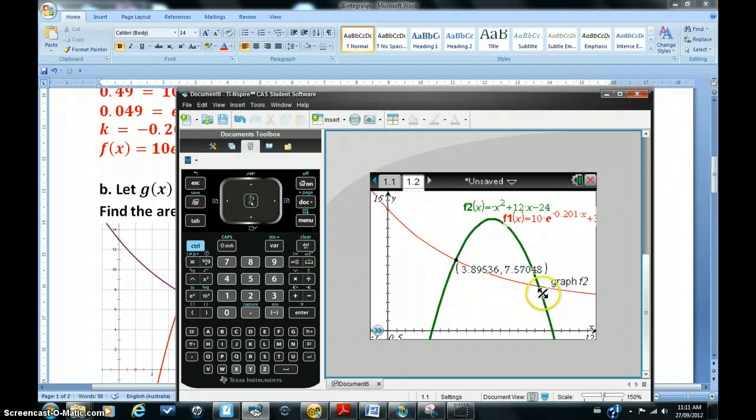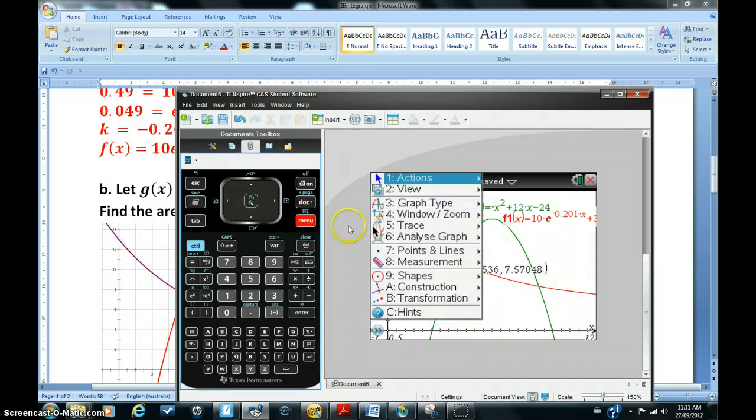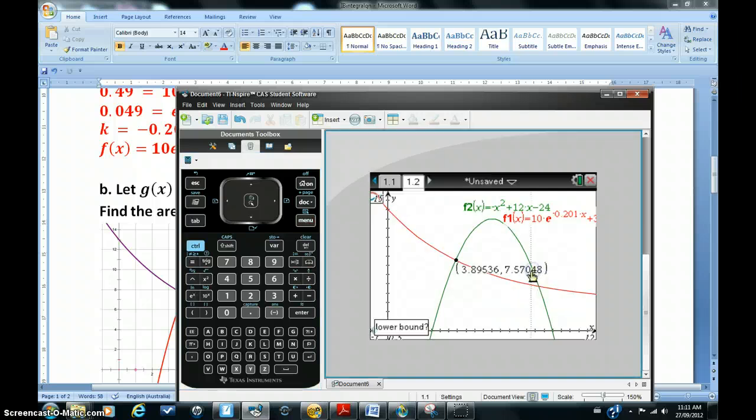3.89536. Now you need to find the x value for the second point of intersection, so I'm going to repeat this, hit menu, go to analyze graph intersection, and move the vertical line just to the left of the point of intersection for the lower bound, and then the upper bound, move it to the right, and I get 8.69405. So these two values of x will be the two limits for the integral, because remember, to find the area under the curve you have to integrate. Now because we're finding the area between the two curves, we will take the upper curve, which is the quadratic, and subtract the equation of the lower curve to get the area between the curves.